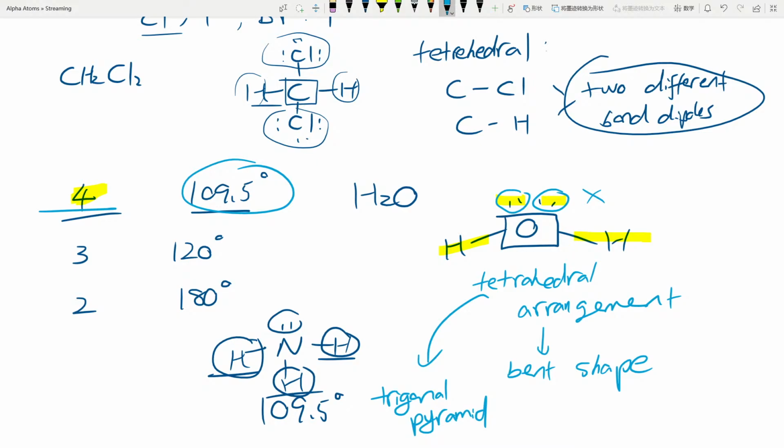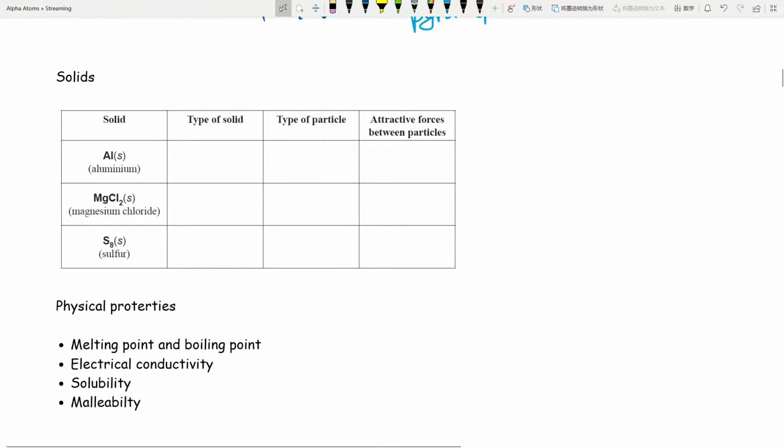You don't need to ask what the bond angle of a really unfamiliar shape is. Just look at how many regions of electron density you have. All right, next one, solids.